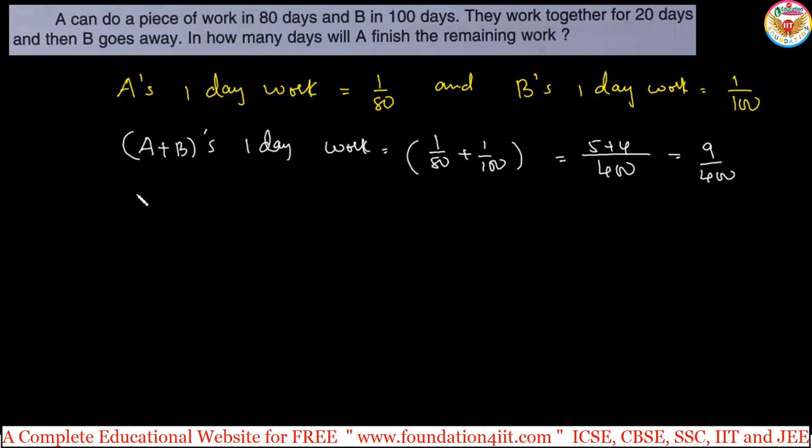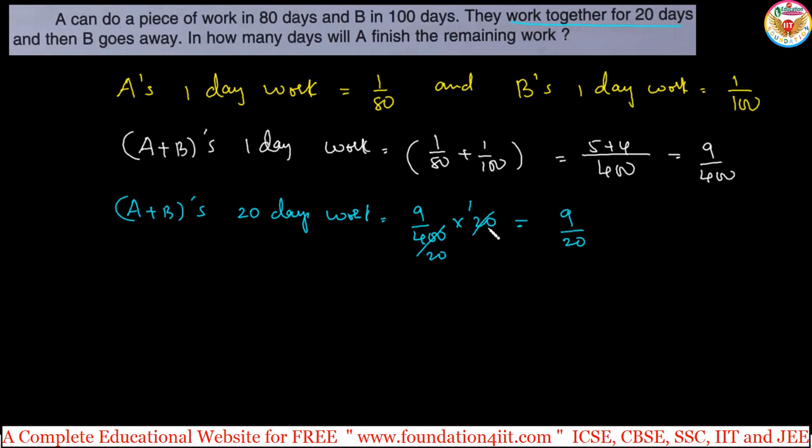Right. Next one. Now they work together for 20 days. So A plus B's 20 days work. Because in 1 day they can do 9 by 400, for 20 days it is 9 by 400 into 20. 20 ones are 20, 20 twenties are 400. So 9 by 20. 9 by 20th part of the work they can do in 20 days.